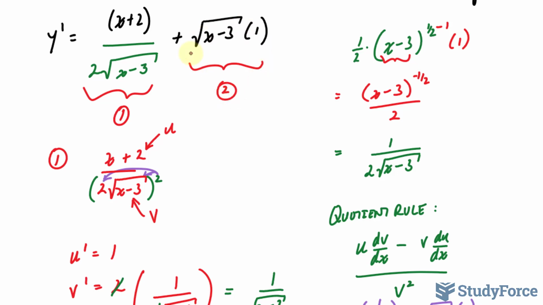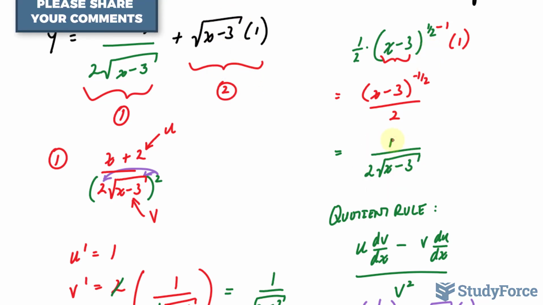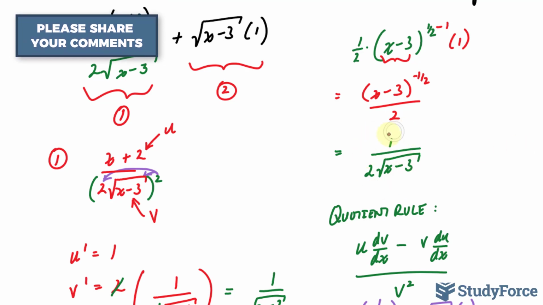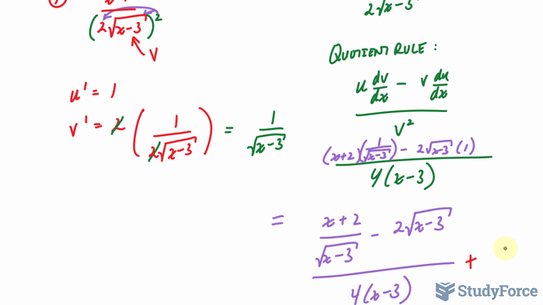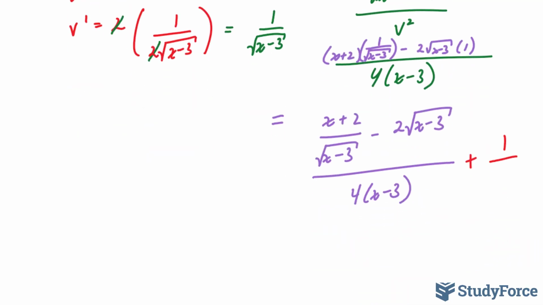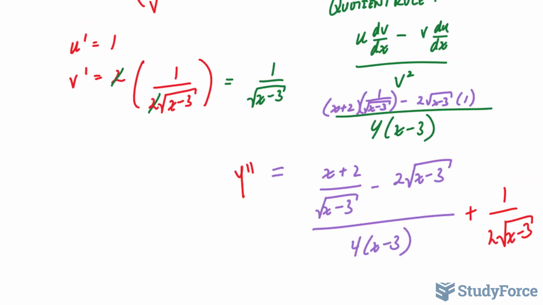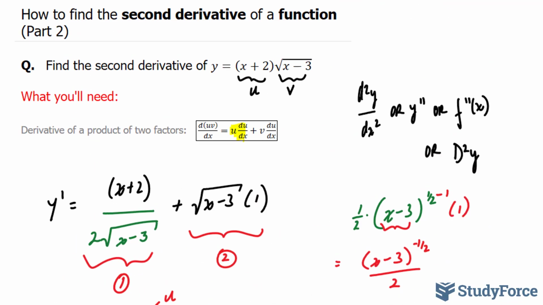We know the derivative of term 2. In fact, we found it earlier. The derivative for this is right here. So all I have to do essentially is copy this down right next to this term. Plus 1 over 2 times the square root of x minus 3. This expression represents y double prime, and that is how to find the second derivative of a function.